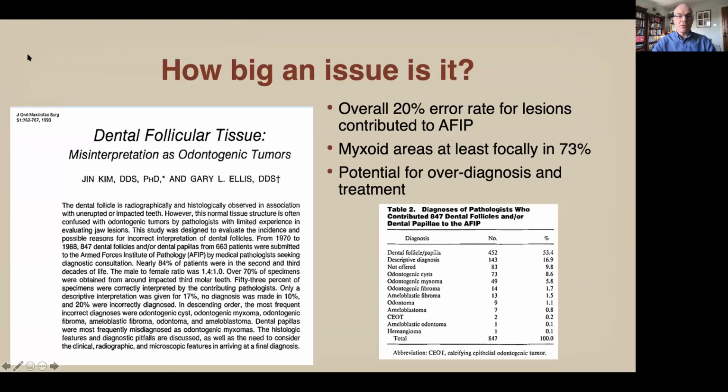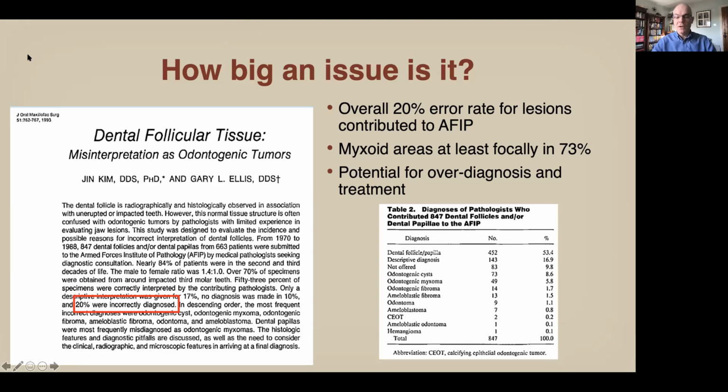We'd say, well, is that really a big deal? Well, in fact, it is. And when you return to this paper, which was published many years ago by Jin Kim and Gary Ellis, you see the potential of overdiagnosis. And there were, in this AFIP retrospective set, overall 20% error rates associated with unerupted teeth. And myxoid areas were present in a good proportion of these teeth.